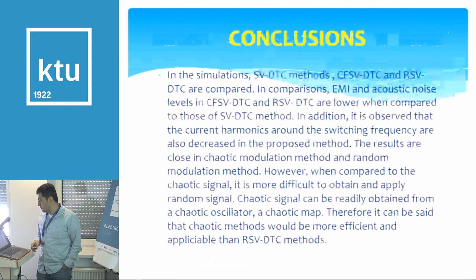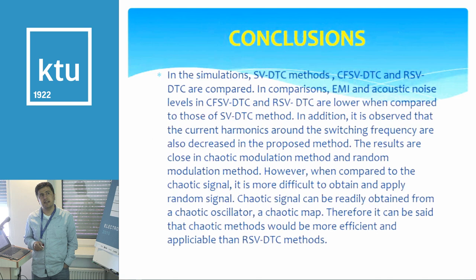Conclusion: in the simulations, conventional space vector direct torque control, chaotic space vector direct torque control, and random space vector direct torque control are compared. In the comparisons, electromagnetic interference and acoustic noise levels in chaotic and random space vector direct torque control are lower compared to those of the conventional method. In addition, the current harmonics around the switching frequency are also decreased. The results are close in the chaotic and random modulation methods.